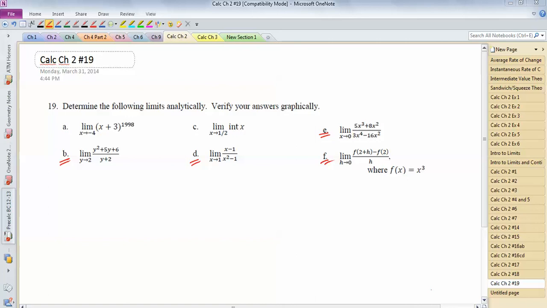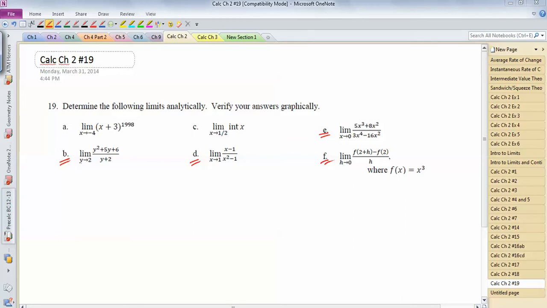Okay, so for Calculus Chapter 2, number 19, I'm not going to do all 6 of them. I'm just going to do B, D, E, and F, which were the ones that were assigned for one of your homeworks. So in the first problem, we're looking at around y equals 2.